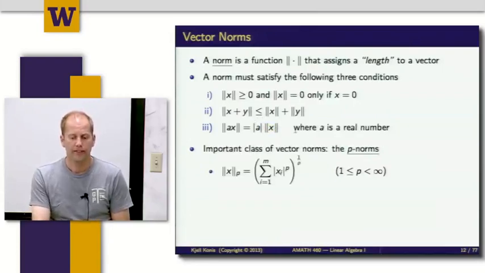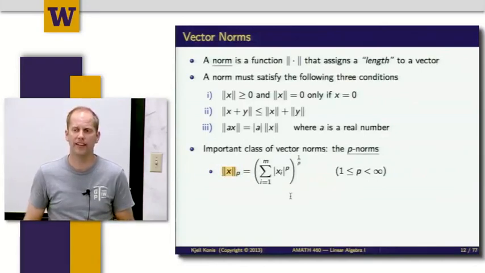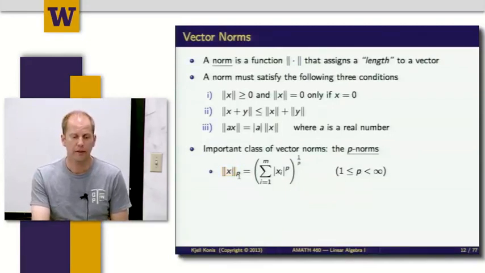And an important class of norms are called the p-norms. And the definition, so if I just use this notation, an x or any vector with the two bars on either side, I'm going to mean the standard vector norm, which is just the Euclidean distance between the origin and the point. If I put a subscript here, that's how I'm going to communicate that I want this norm to be some different function.